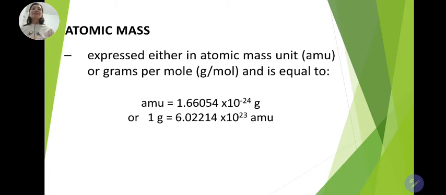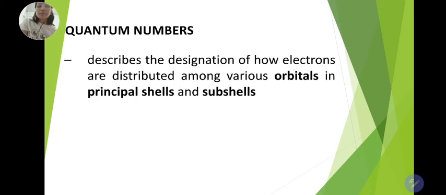Okay, so the atomic mass is expressed either in atomic mass unit or grams per mole and is equal to 1.66054 times 10 to the negative 24 grams, or 1 gram is equal to 6.02214 times 10 to the 23rd atomic mass unit. Okay, so quantum numbers naman tayo. This describes the designation of how electrons are distributed among various orbitals in the principal shell and subshells.